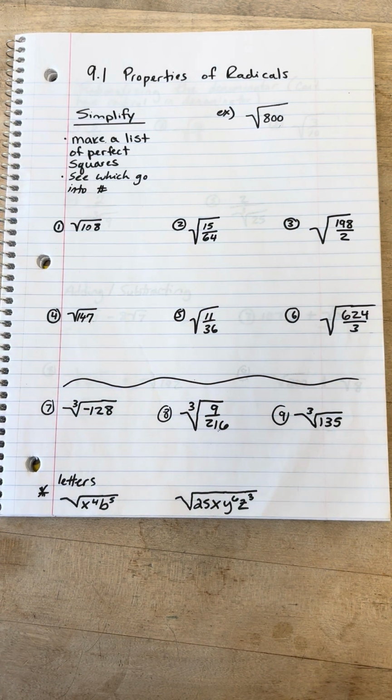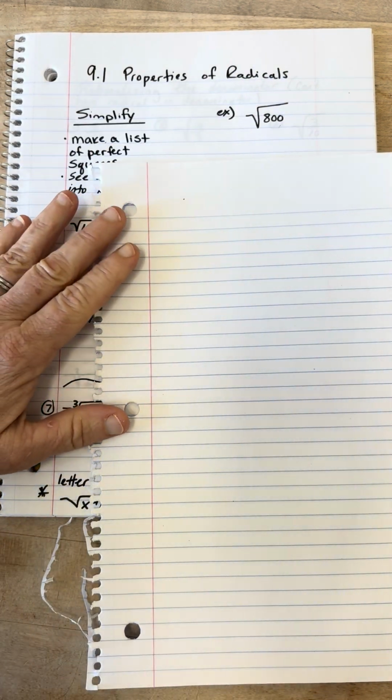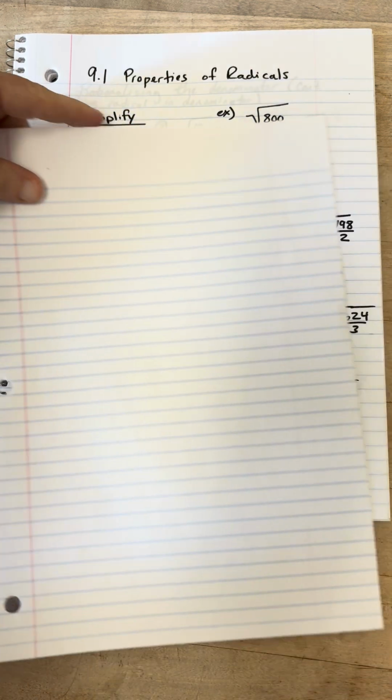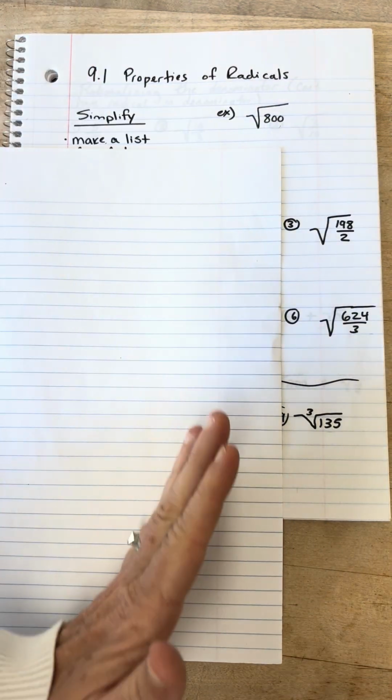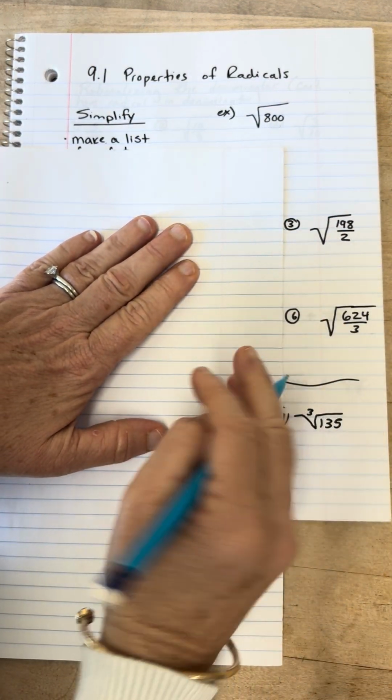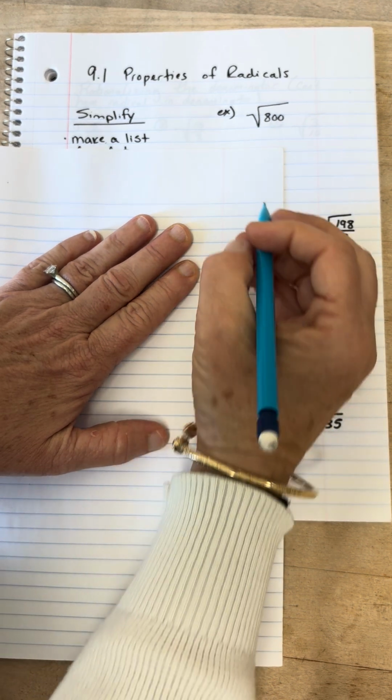Okay, I am trying to simplify radicals, and basically step number one that I like to do, and I'm going to keep referencing this paper, I'm going to try to make sure it stays in the screen, is to write my list of perfect squares. Okay, so let's start off.